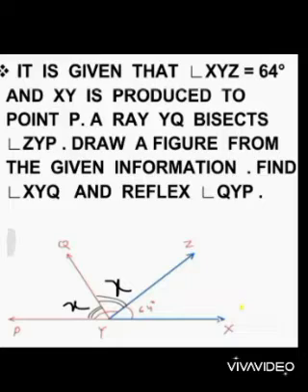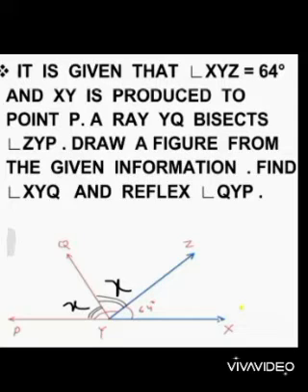Okay, let us move to the next question, children. It is given that angle XYZ is equal to 64 degrees and XY is produced to point P. A ray YQ bisects angle ZYP. Draw the figure from the given information. Find angle XYQ and reflex angle of QYP. Actually, figure is not given to this question, children. You have to see the conditions what they have given and you have to draw the figure.